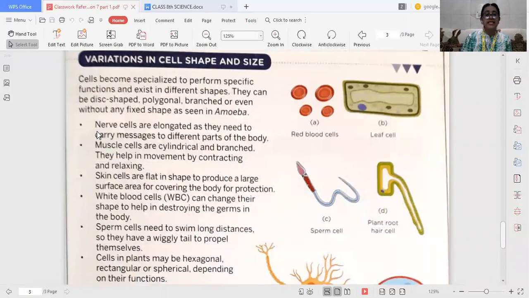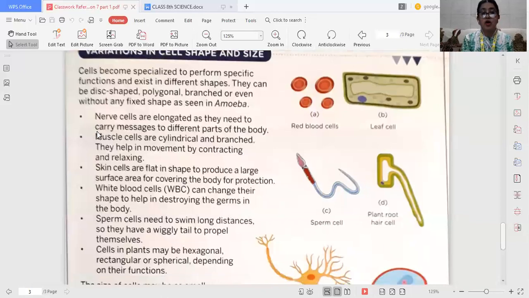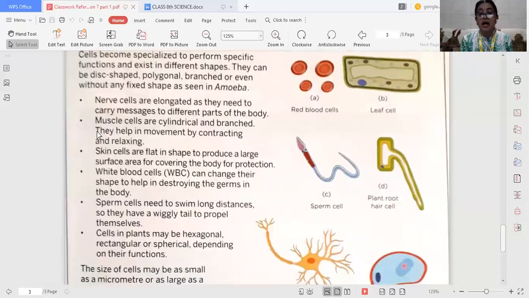Then comes that cells are of different shapes and sizes. And these cells have different shapes according to their functions. Like if we take an example of nerve cells, they are elongated, means they are lengthy. Why? Because they need to carry messages from one part to another, from different parts of the body.